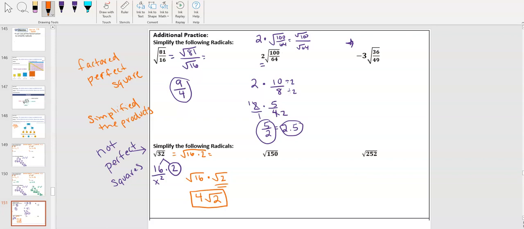Okay, let's try 150, and then I'll let you do 252 on your own. So again, I need to pull out 2 numbers that multiply to make 150, and ideally one of them needs to be a perfect square. So we're going to do 25 and 6, and I just use my calculator to help me out. So that turns into the square root of 25 times 6, which is the square root of 25 times the square root of 6. The square root of 25 is 5, and 6 is not a perfect square, so that is my answer. So go ahead and do this one on your own, and we'll see you in class.